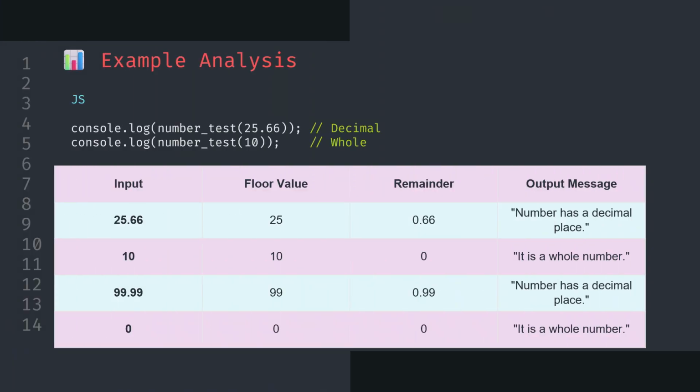Here's a quick summary with a few inputs and the results. You can see how easy it is to check. Just look at the difference. If there's anything left over after flooring, we call it a decimal. Let's now see why this matters outside of just testing numbers.